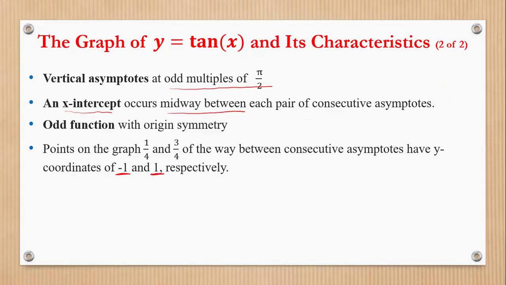Because in this function, a is 1. When you have y equals tangent of x, that means a is 1. And the y values of those 2 points are -1 and +1. But if a is any other number, the y values of those 2 points are -a and +a.